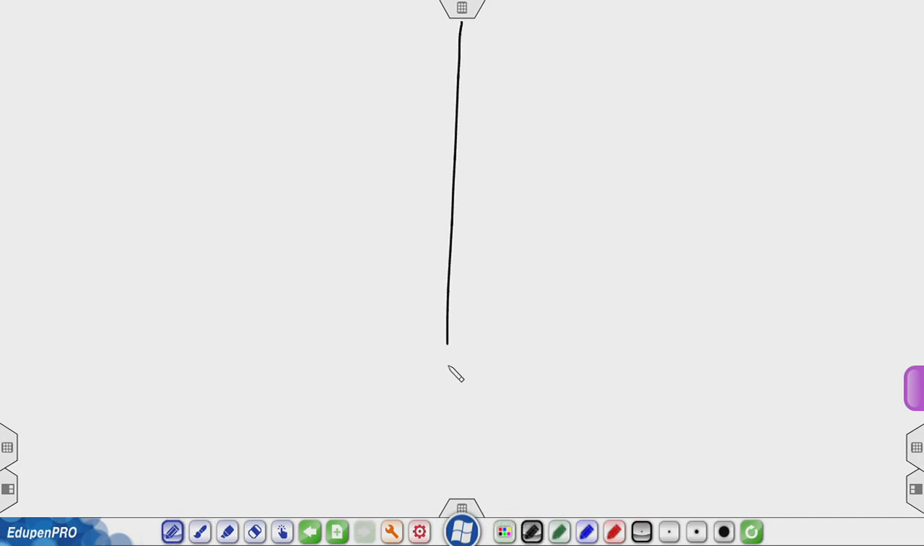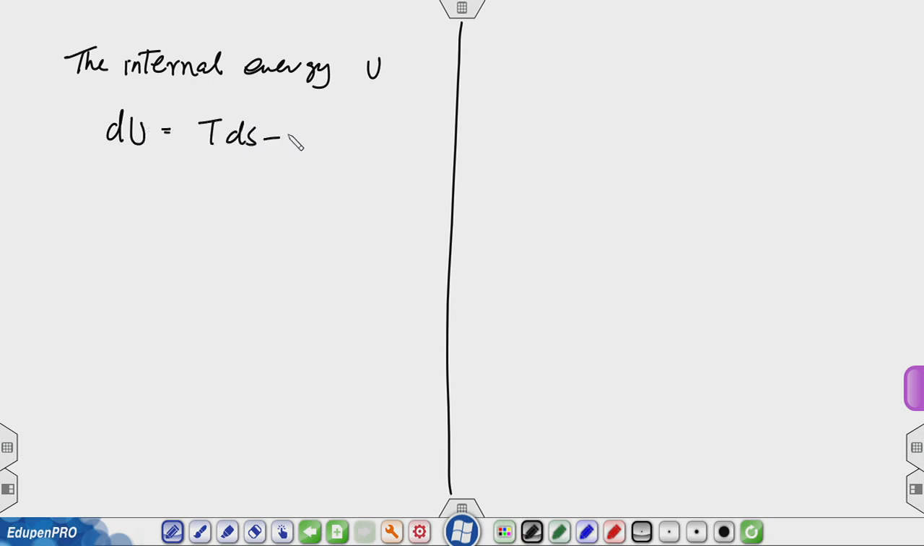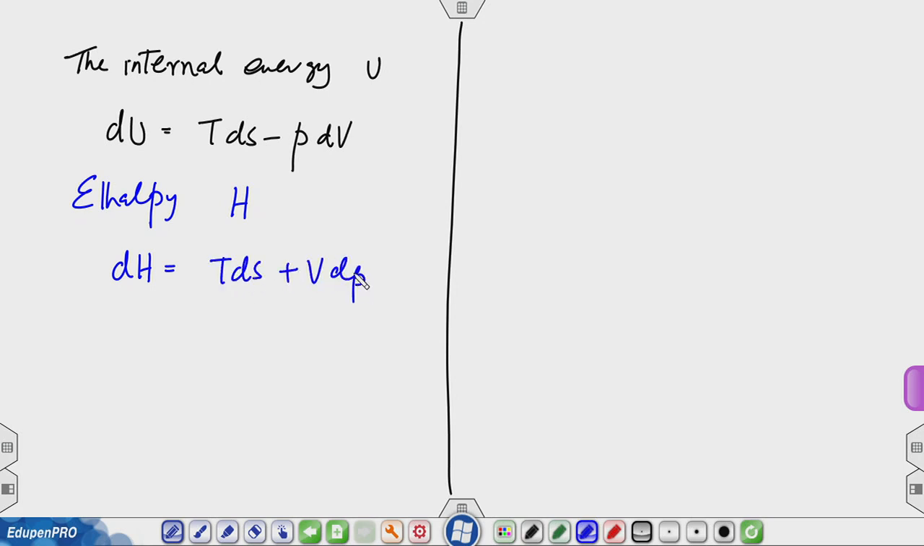So just to recall, we have discussed so far the internal energy, U, which gave us dU equals T dS minus P dV. Then we discussed enthalpy, H, that gave us dH equals T dS plus V dP.